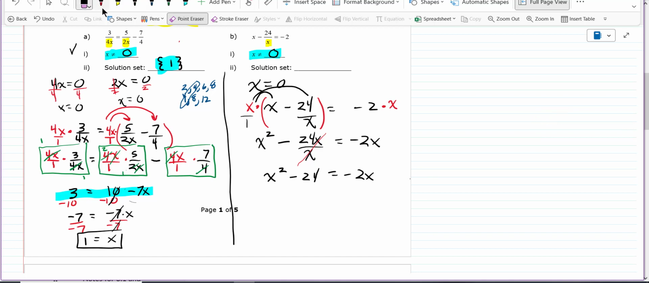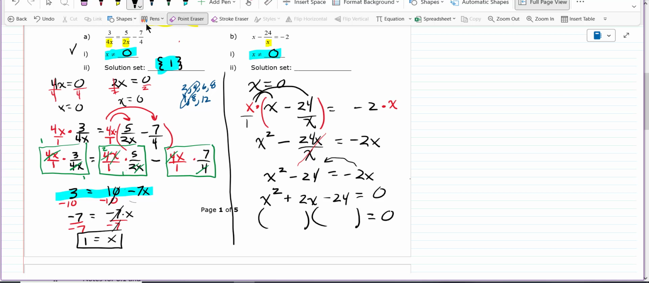All right, now when we solve a quadratic equation, we always want to either factor or use the quadratic formula. Completing the square is not something you have to do. So what I'm going to do is move that to this side so I get x squared plus, make sure that sign changes when you move it, plus 2x minus 24 equals 0. Then we're going to solve this equation by factoring.